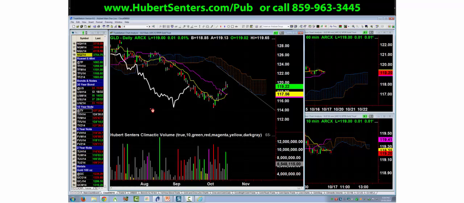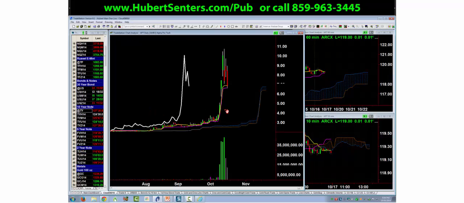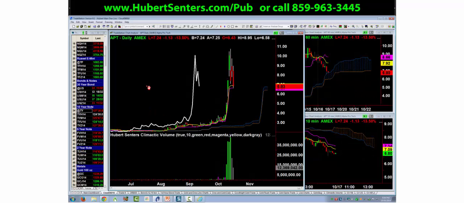APT. All right, APT is a penny stock, but it's taking some severe volume. My advice is to be careful with these things. A lot of times, penny stocks can hurt you, so just be careful. It looks okay. Just be careful. Those things are dangerous.